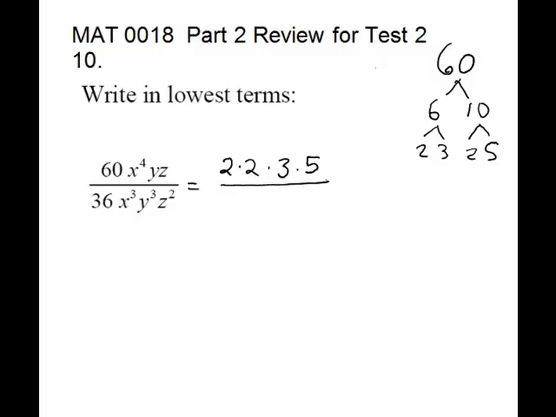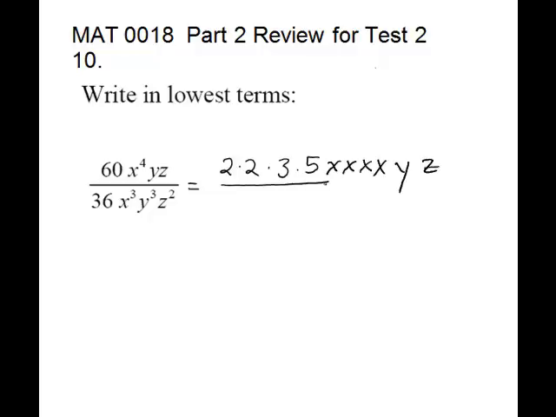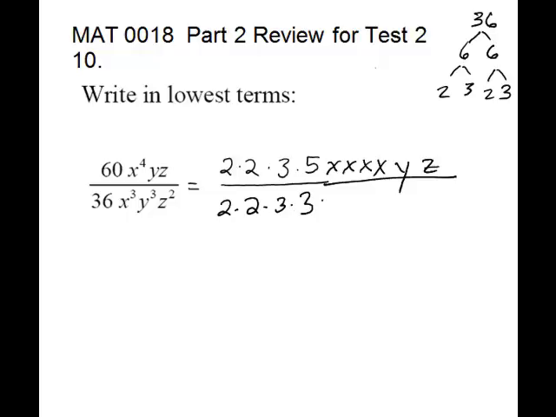And for my variables, I can just write them out. So x to the 4th means I have 4 x's, 1 y, and 1 z. Now we'll work on the denominator. 36. So 36, we could do 6 times 6, and that will be a 2 and 3 and a 2 and 3. So 2 2s and 2 3s. 3 x's, 3 y's, 2 z's.